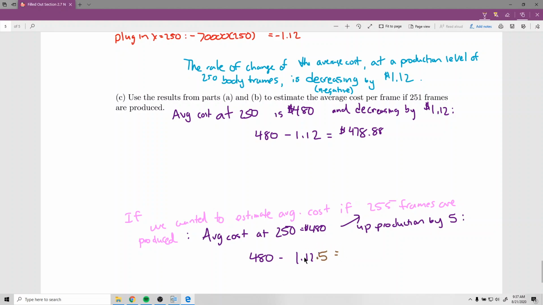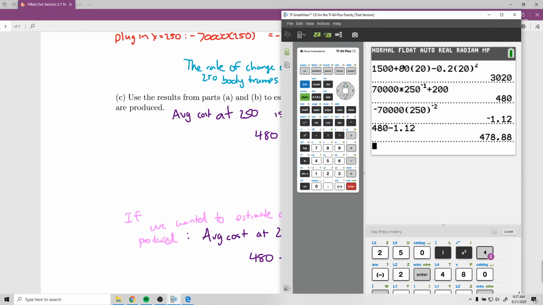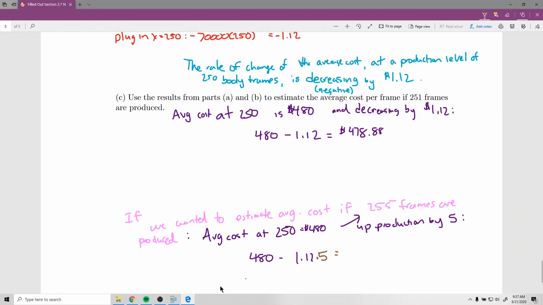Right, so to think about it once again, derivative is sort of like slope. If we increase our x by 5, we should multiply the change by 5 as well. So 480 minus 1.12 times 5. 1.12 times 5 is 5.6. And 480 minus 5.6 is 474.4. And if we're talking about money here, you can add the 0 in at the end.